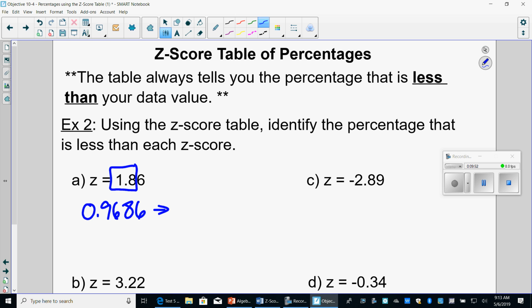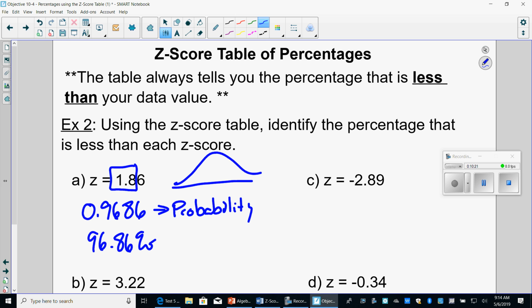That's the decimal. That's the probability. It has a 0.9686 chance out of 1. Does that make sense? Of drawing that if I asked for the probability. Okay? But if I ask for the percentage, move it 2 spots, so what percent? 96.86%.